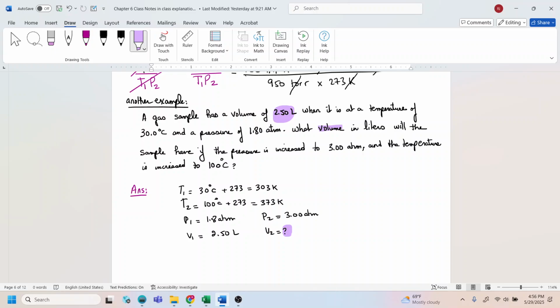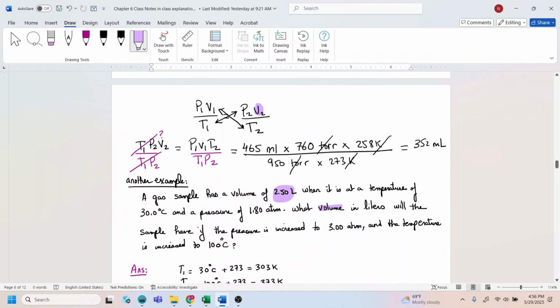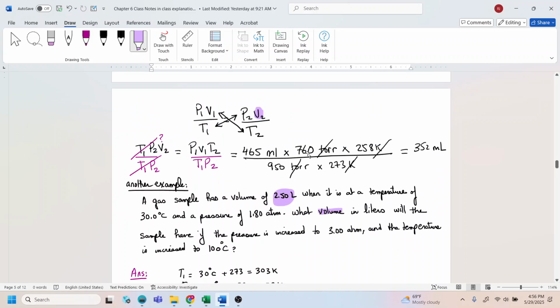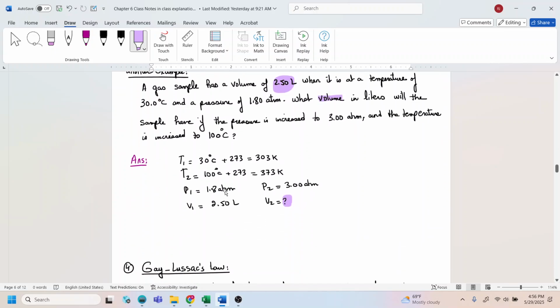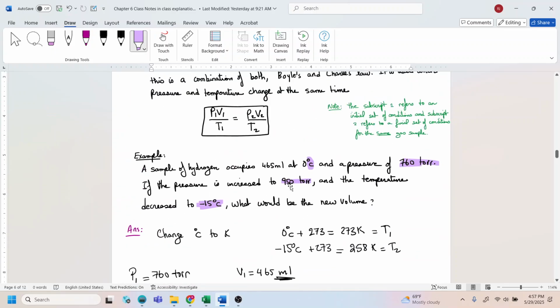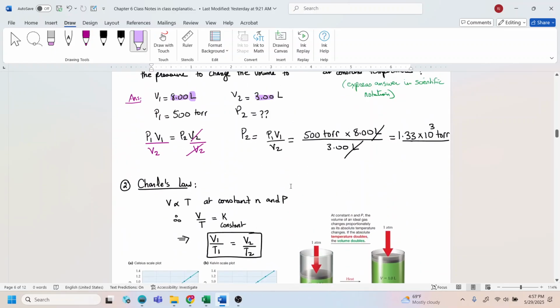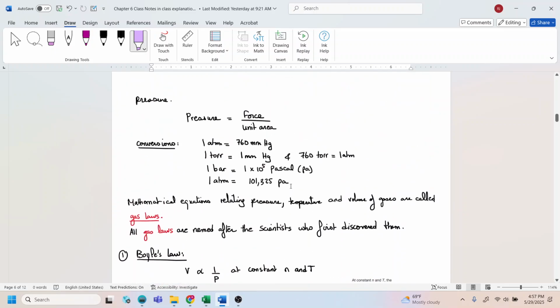You are given the pressure, and the pressure is in atmosphere. Notice up there the pressure was in torr, but both of them were in torr, so I didn't have to change any. Here the pressure is in atmosphere, both of them are in atmosphere, I don't have to change any. But if one of them is in atmosphere and the other one is in torr, I do have to do a conversion in there.